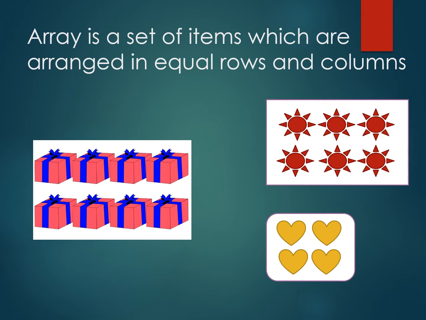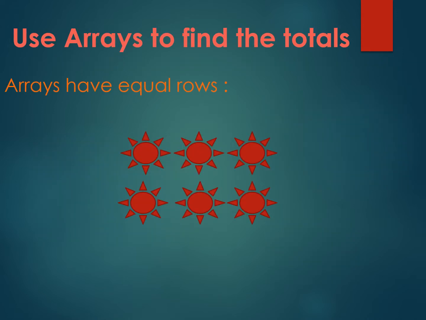Boys and girls, what's the meaning of array? Array is a set of items which are arranged in equal rows and columns. Do you see these pictures? All of these pictures are arrays. What is the first information about arrays? Arrays have equal rows.